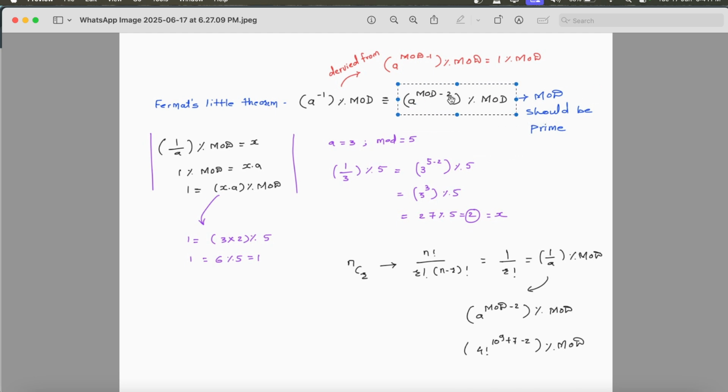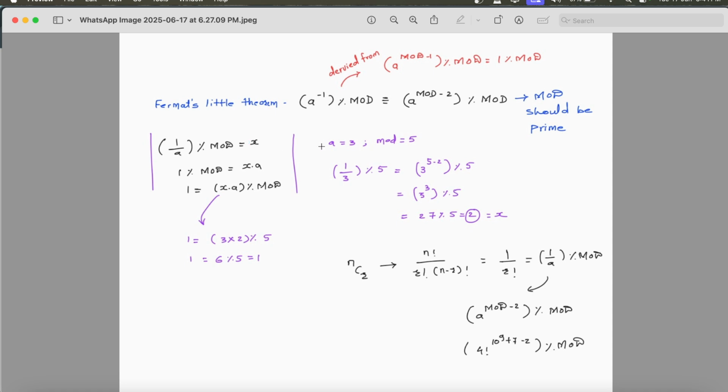Okay, so let us try to understand and decode this one. Let us say 1 by a. In our case, 1 by r factorial and 1 by n minus r factorial is what we are trying to get. So here r factorial or n minus r's factorial, let us suppose it is a. So 1 by a modulo mod equals x. We can get any answer. Okay, x is the answer that we are currently thinking of.